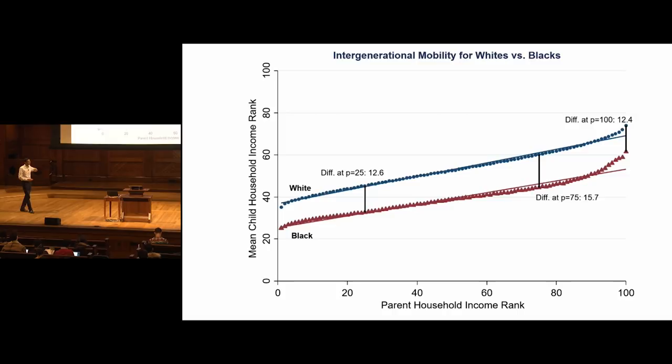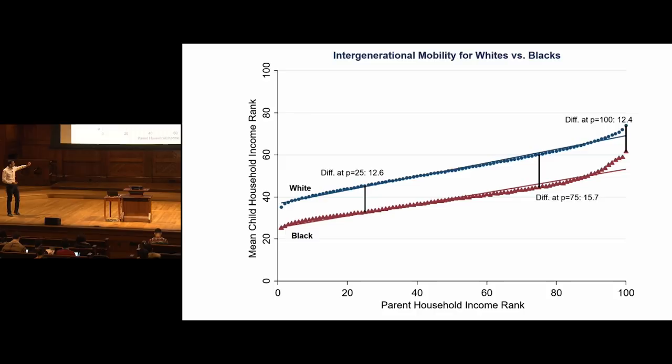And what you see here, I think, is a striking and to us quite surprising pattern. So first, notice that the curve is clearly not the same for both. There's a gap of about 12.6 percentiles if you look at the 25th percentile, for example. So in other words, Black kids born to families at the 25th percentile of the income distribution end up 12.6 percentile points lower in the income distribution than white kids growing up in families with comparable income. So there's a huge gap in terms of rates of upward mobility for kids growing up in low-income families by race.